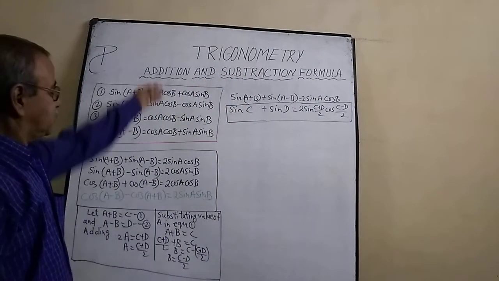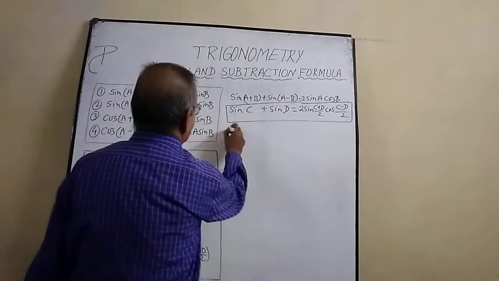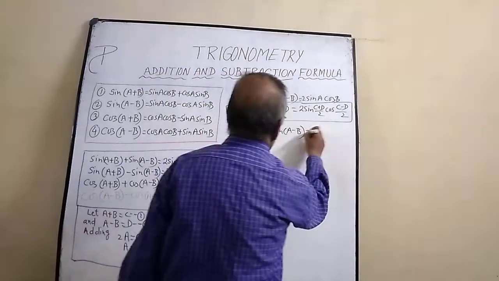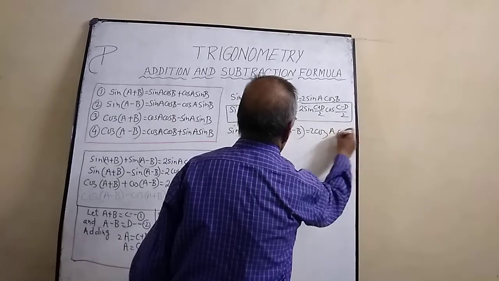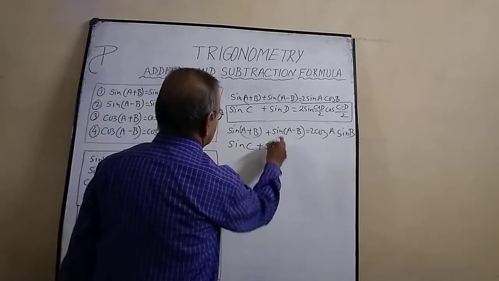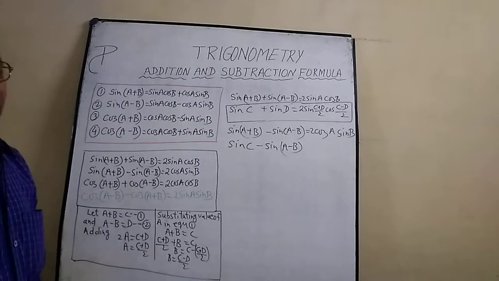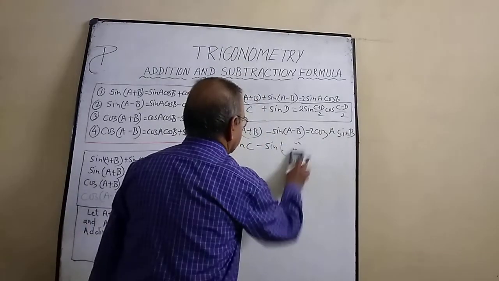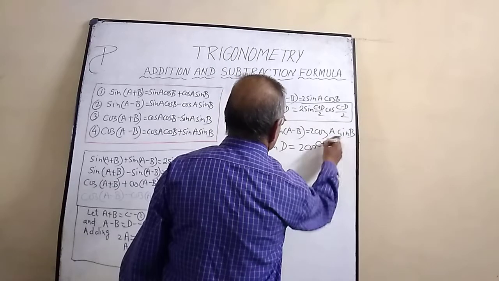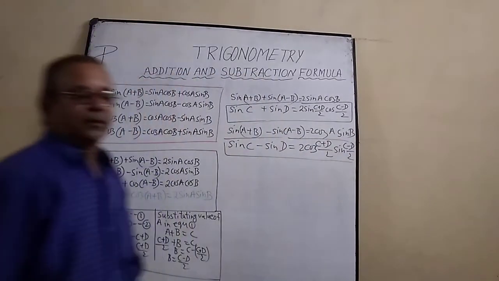This is another form with sin A plus B and sin A minus B. Now another form: sin A plus B minus sin A minus B is equal to 2 cos A into sin B. So in place of A plus B, I write C, and A minus B is D, and sin C minus sin D is equal to 2 cos of C plus D upon 2 into sin of C minus D upon 2.